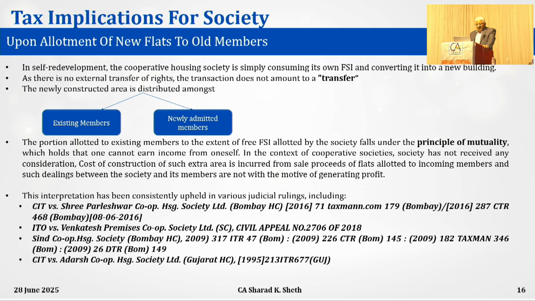So we can take the argument that the portion allotted to the existing member to the extent of free FSI, as initially I said, 35% or 45% as the case may be, may fall under the principles of mutuality, which holds that one cannot earn from oneself. The society has not received any consideration for this. The cost of construction of such extra area as well as new area equivalent to existing area has also been made out of the sale proceeds from the allotment to the new members.